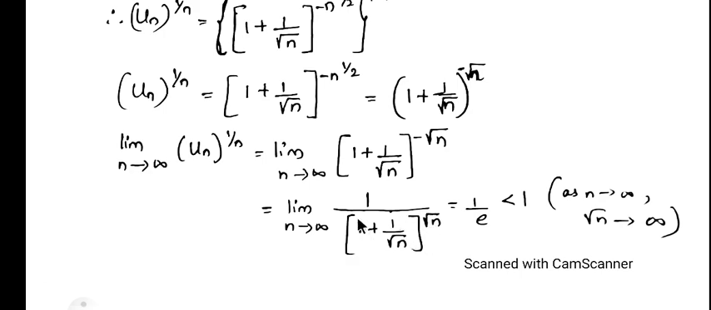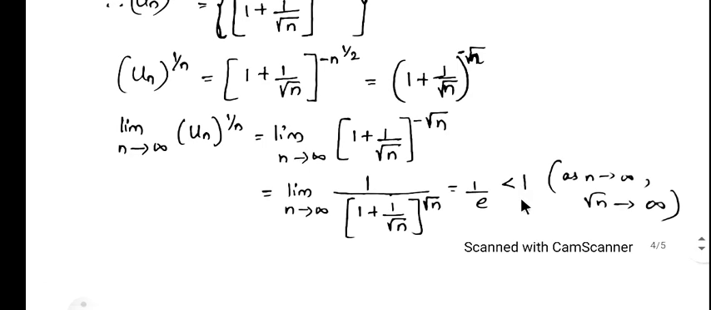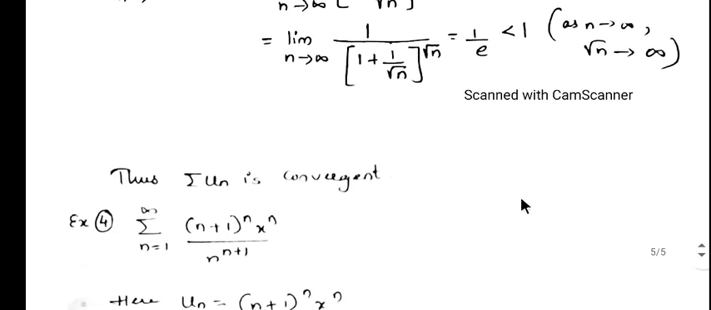Now this is the standard form of the limit. Therefore, by the property of the limit, I can substitute it as 1 divided by e, which is less than 1. Therefore, the series is going to be convergent.